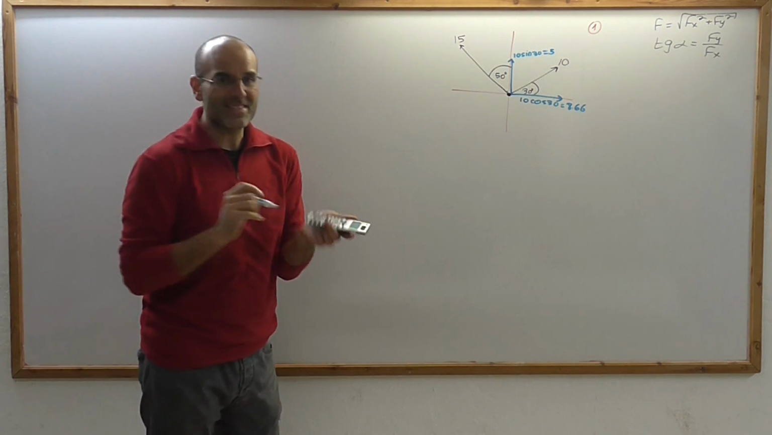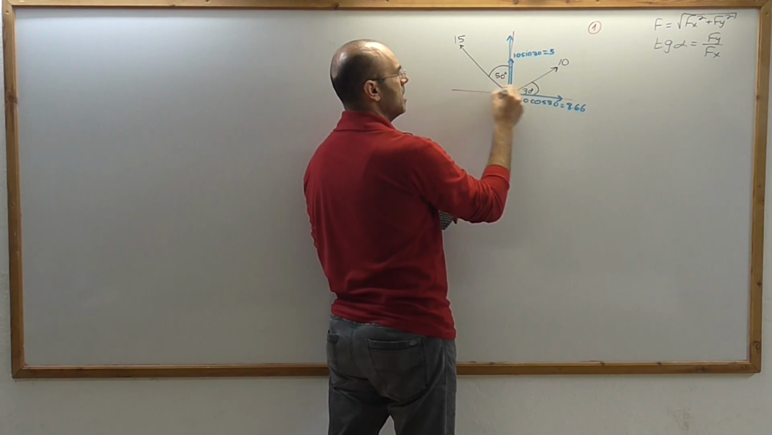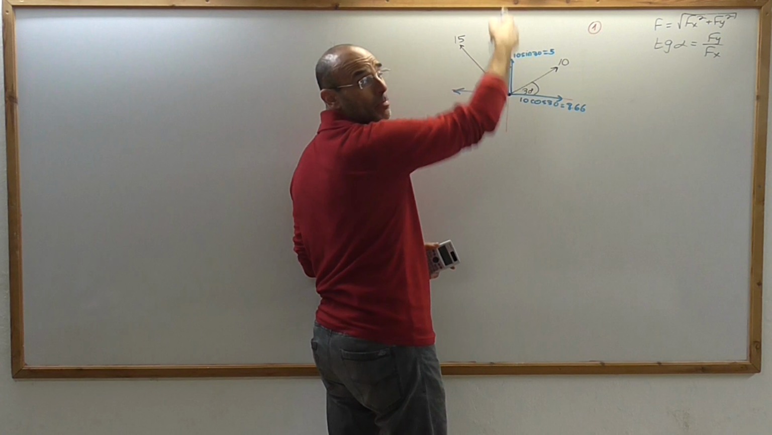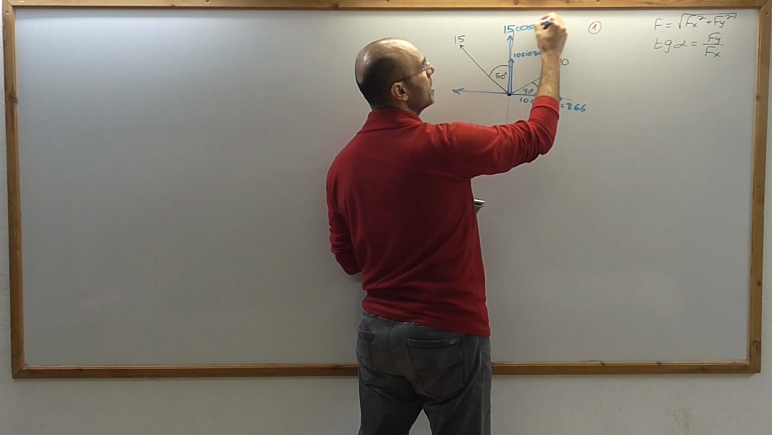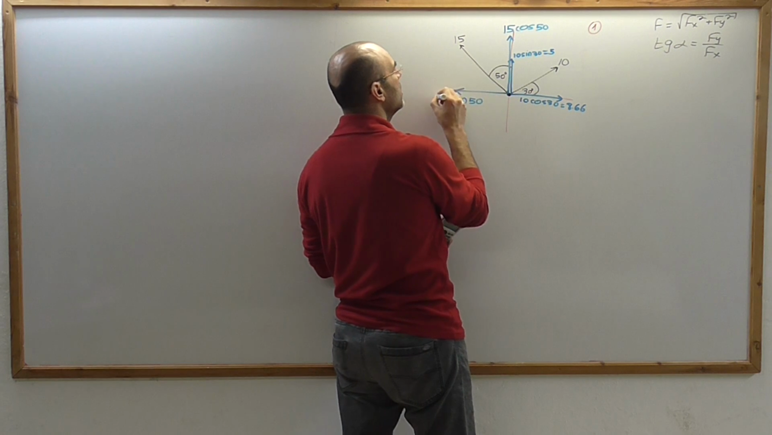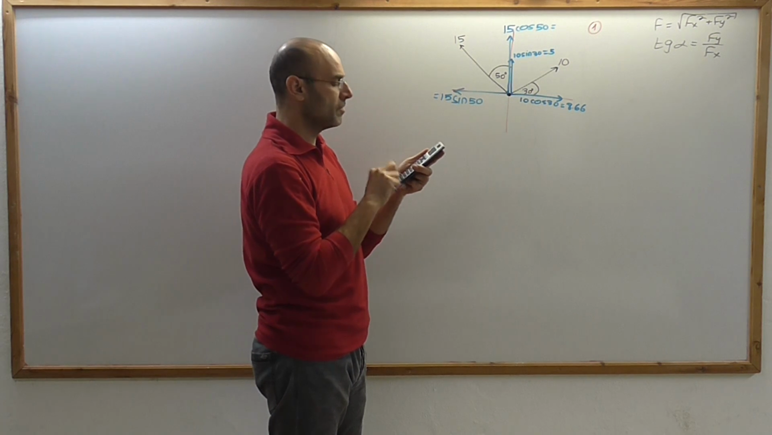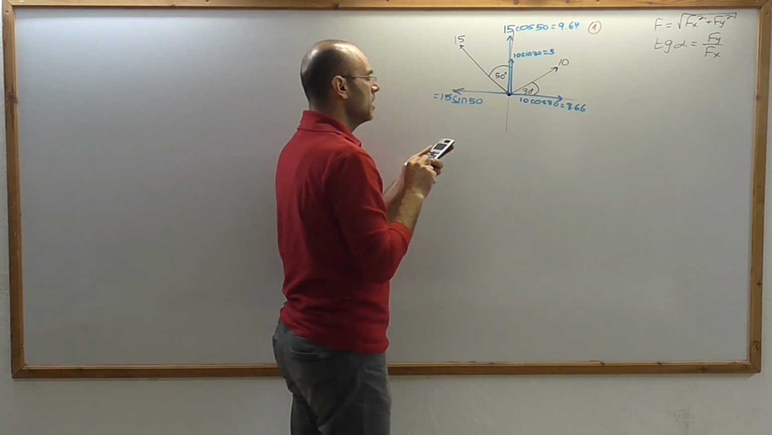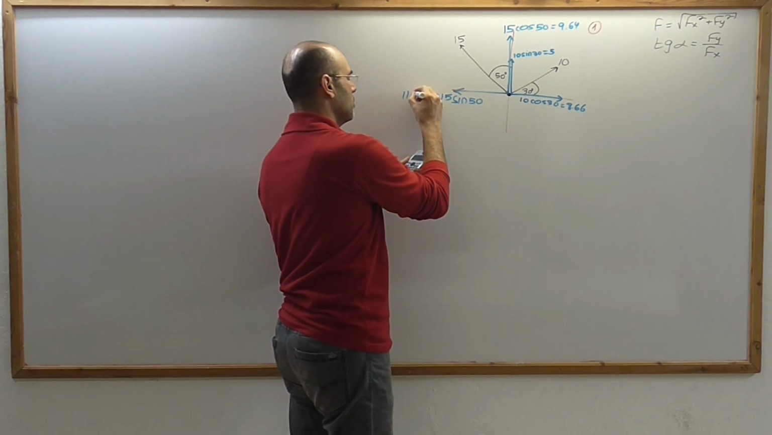10 cosine 30 is 8.66. Now let's break this vector into its components. So it will have this component and that component. Who gets the cosine here? This component, because it's next to the 50 degrees, it's beside the 50. So it will be 15 cosine 50, and this will be 15 sine 50. Let's do the math. 15 cosine 50 is 9.64, and 15 sine 50 is 11.49.